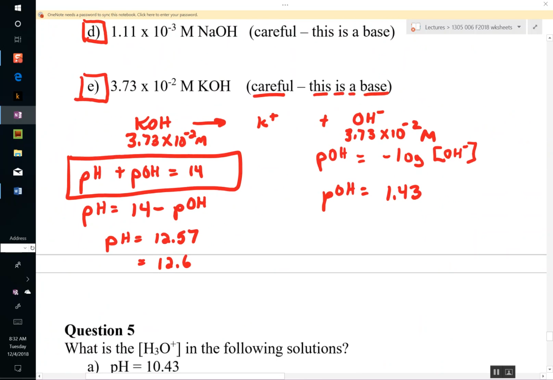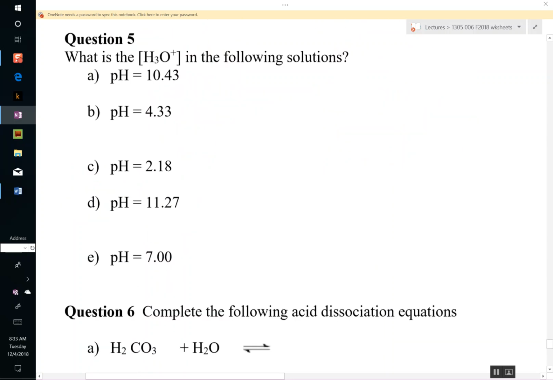If you're dealing with a strong base, just remember, when you see a strong base and you come over here and you go, I got 3.73 times 10 to the minus 2 molar, what? It's hydroxide ion. It's not the hydronium ion. So you can't just take the negative log of that and say, oh, that's a pH. It isn't. It's a pOH. Follow me? Okay.